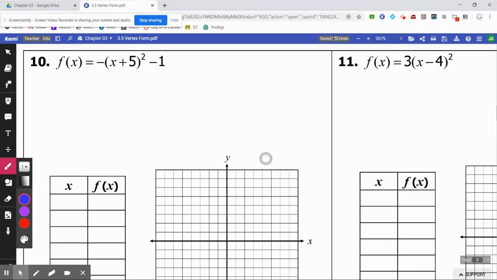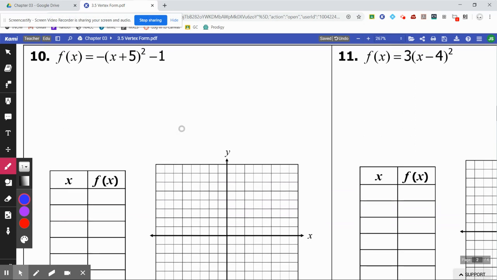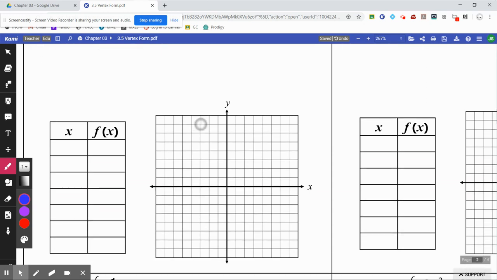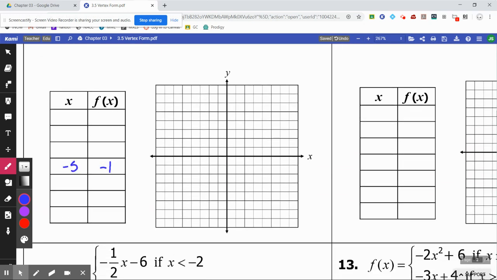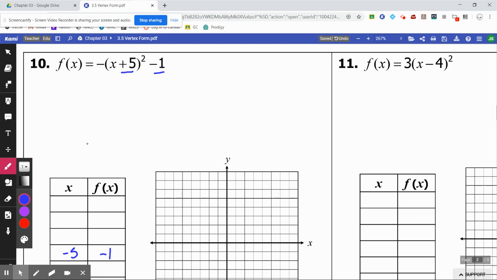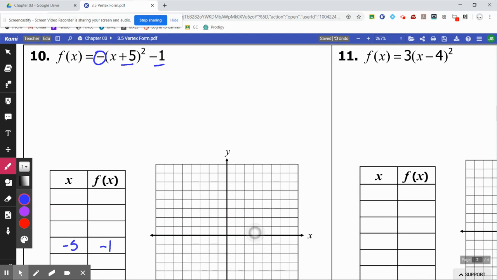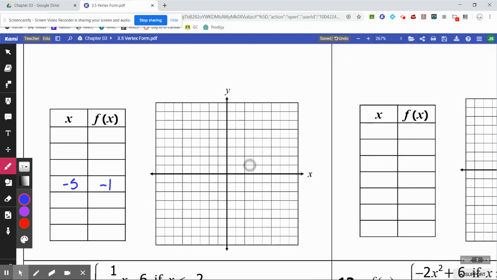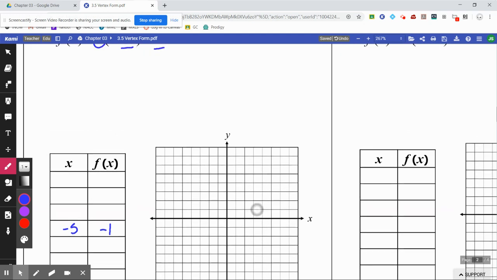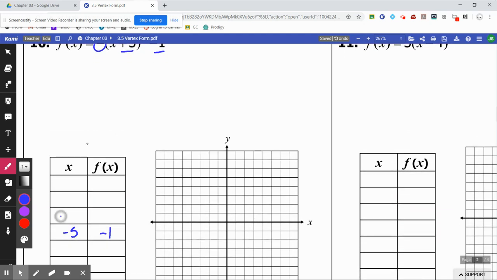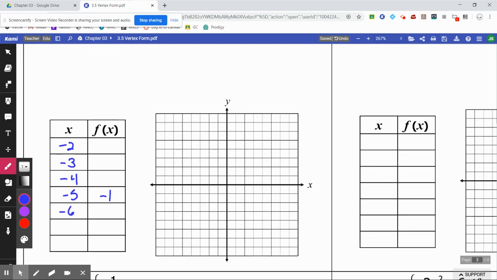Okay, the next one, my parabola has 3 different transformations here. It's been moved left 5 and down 1, so that's going to tell me my left 5, down 1 is my vertex. And it's also been flipped, because of that negative out front, so this should be an upside down parabola. So let's plug in some more values: -4, -3, and -2 on one side, and then -6, -7, and -8 on the other side. Your vertex is located at 1, 2, 3, 4, 5, -1 right there.